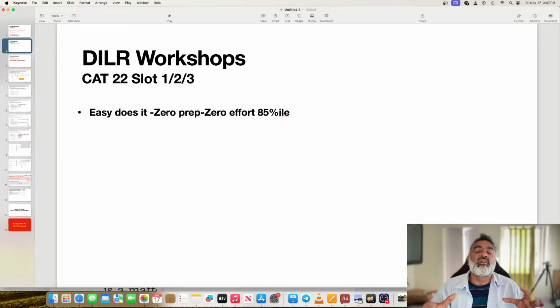You're calm in the middle of the storm. Can you find the easy thing to do? So I mean, solving it will be very, very easy. And this is the first of very many CAT 22 workshops. So the solving part is going to be fairly easy. This is more of a reminder that there is easy stuff. Whether you talk about RC or QA or DILR, there is easy stuff.